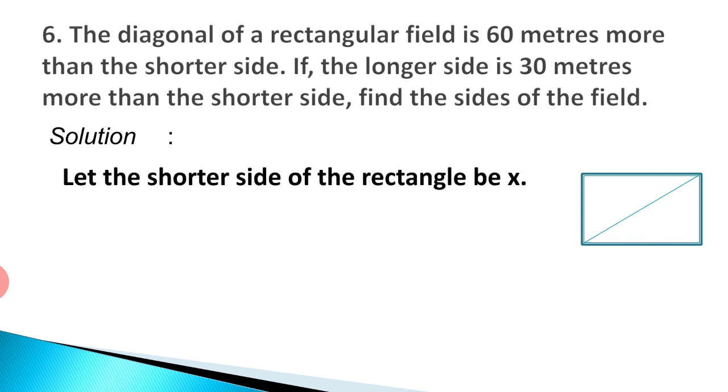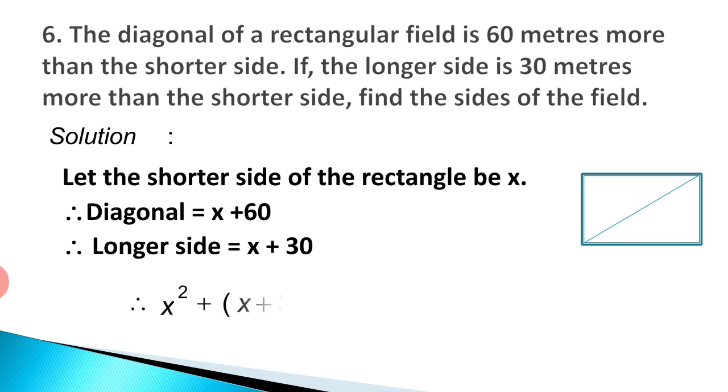So we say let the shorter side of the rectangle be x. So naturally diagonal will be x plus 60, because diagonal is 60 meters more than the shorter side. Shorter side is x, so x plus 60 will be the diagonal. The longer side will be x plus 30. And using Pythagoras theorem, you can write x square plus (x plus 30) whole square will be equal to (x plus 60) whole square. Is it okay? Because in that particular right angle triangle, diagonal is the hypotenuse.